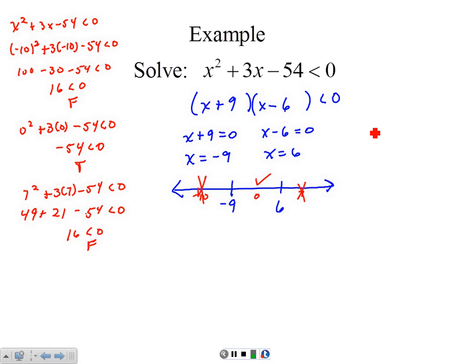So that one's not going to work either. So your solution is actually going to be from negative 9, not including, so we're going to use a parenthesis. It cannot be included because I know that because of the inequality. So you're going to have from negative 9 to 6, not including. So basically it looks like this. And so there's your solution. Any number from negative 9 to 6 will work.